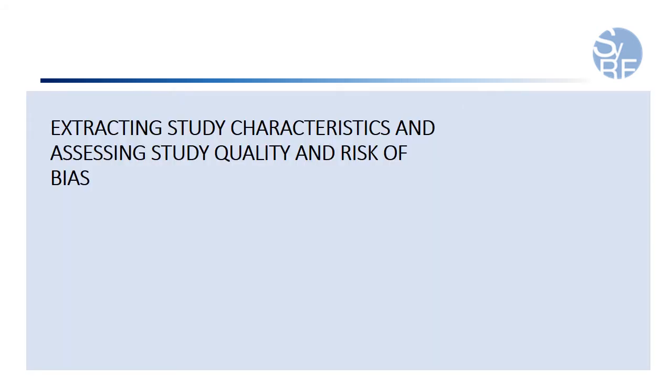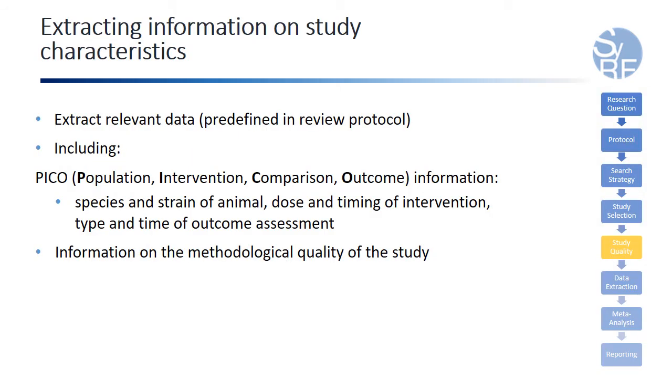Once you have completed the screening stage of your review, the next step is to extract study characteristics and assess study quality, or risks of bias. You will extract relevant data on study characteristics, which you predefined in the review protocol. This can actually be done during the screening process or once you have screened and included studies.